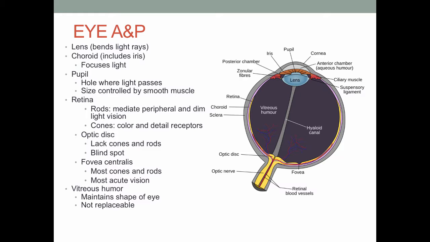The optic disc is the area where the optic nerve enters, and it lacks both cones and rods, and so there's a blind spot there. The fovea centralis is the area with the most cones and rods and your most acute vision. And then the vitreous humor maintains the shape of the eye and is not replaceable.